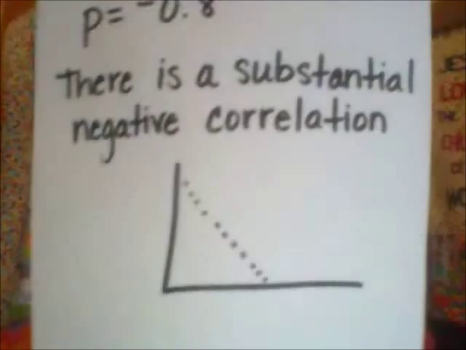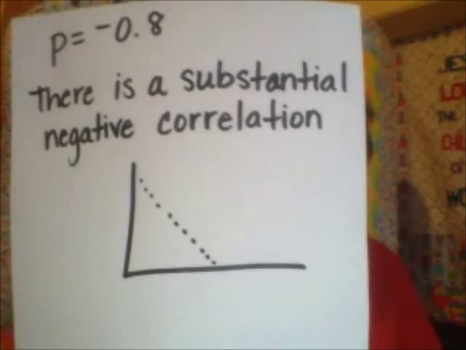So we're at 1 minus 108 over 60. And then to reduce that, it is 1 minus 1.8. So our rho equals negative 0.8. Because we have a negative 0.8, there is a substantial negative correlation, in which our graph will be somewhat like this. So that's how we do our Spearman rank correlation, by ranking our group.